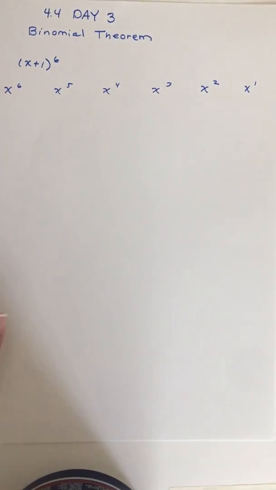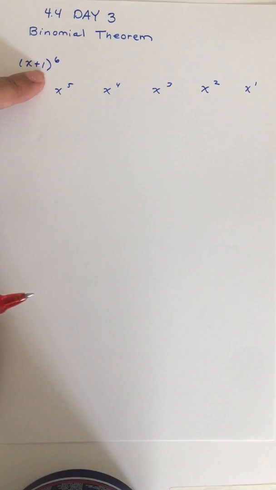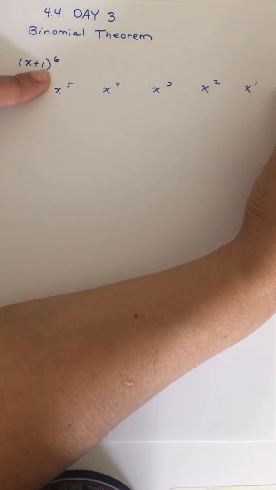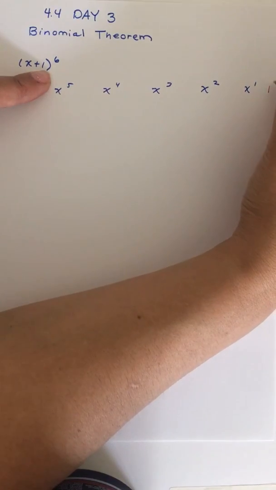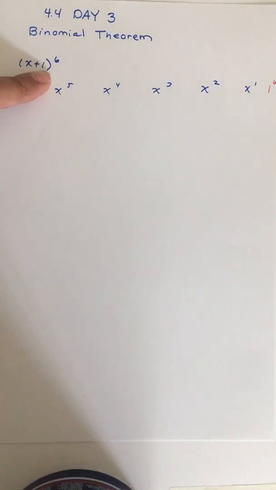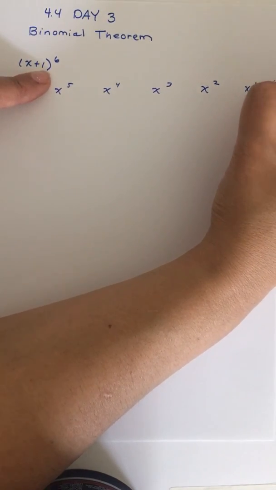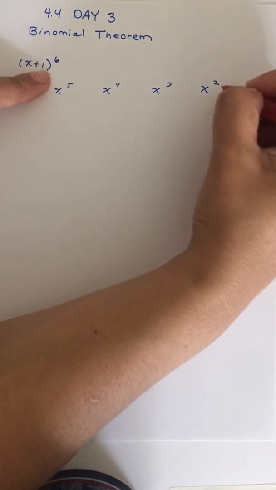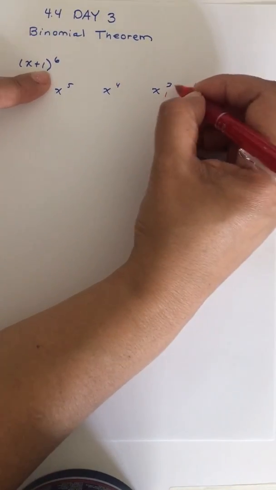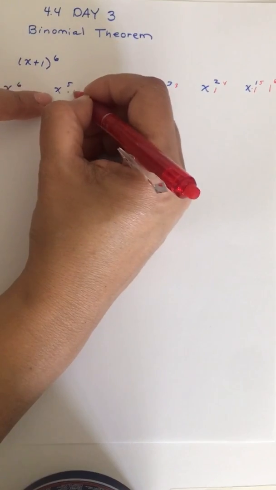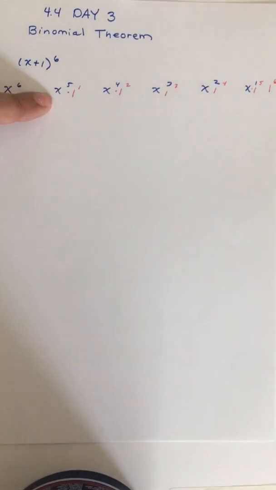Okay, and then we start with the next number inside the parentheses. We start with 1 to the 6th power. But now we're going to go the opposite way. So we're going to start on the end, and we're going to do 1 to the 6th power, and then multiply coming backwards. So this will be 1 to the 5th power, 1 to the 4th power, 1 to the 3rd power, 1 to the 2nd power. So we're just reversing it. We're going the opposite way.